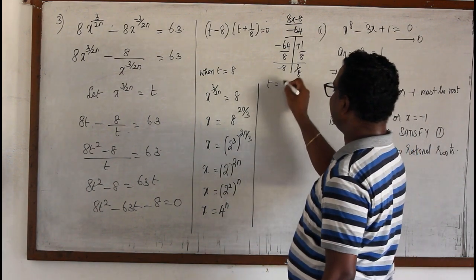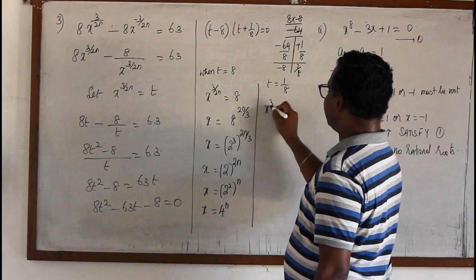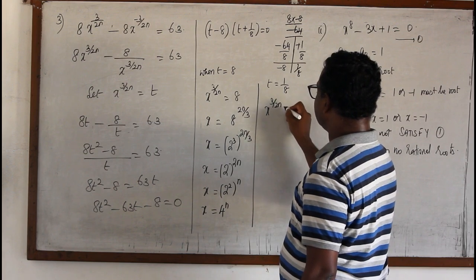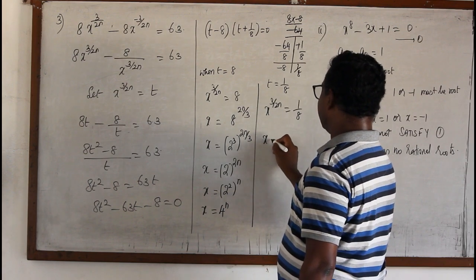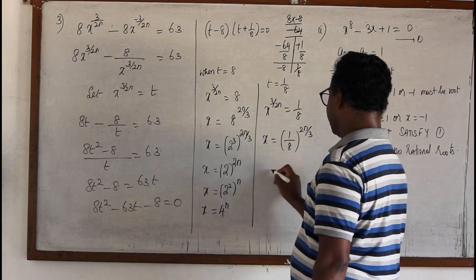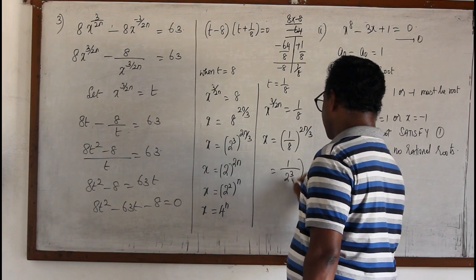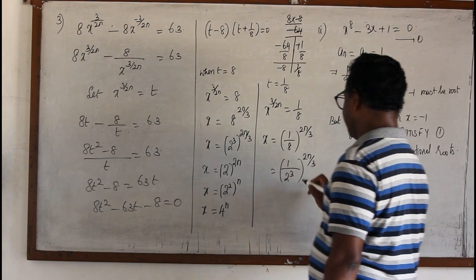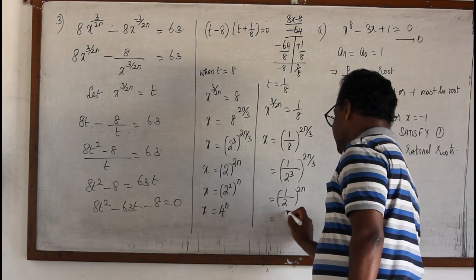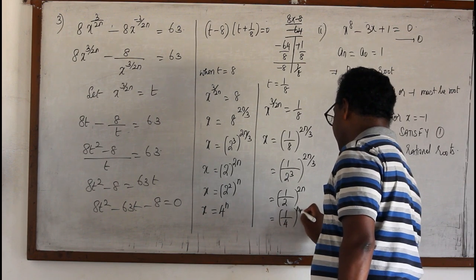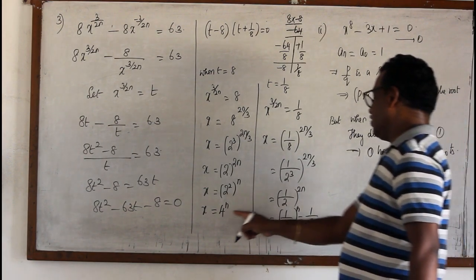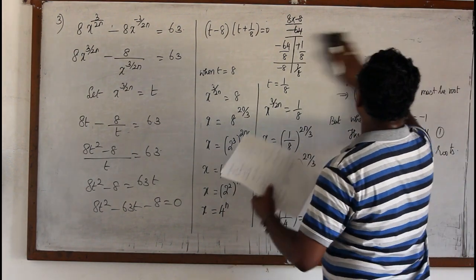Similarly, when t equal to 1 by 8, the same x power 3 by 2n equal to 1 by 8. x equal to 1 by 8 whole power 2n by 3. It is 1 by 2 cube whole power 2n by 3. Again 3 cancels. 1 by 2 whole power 2n. It is 1 by 4 whole power n. It is 1 by 4 power n.